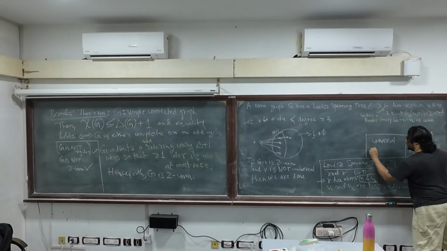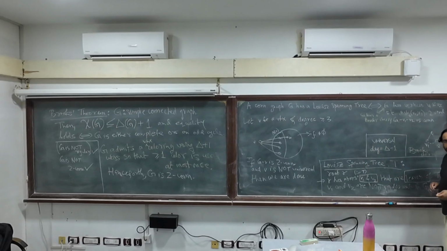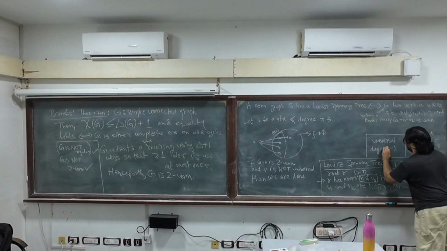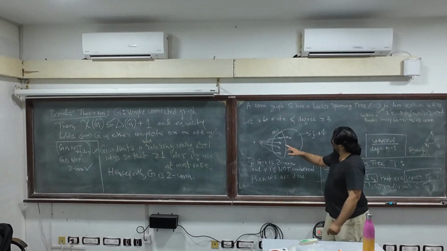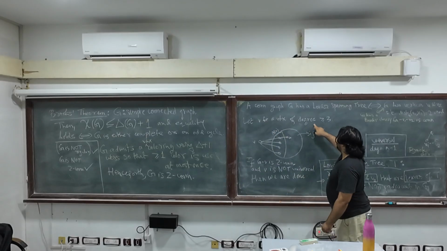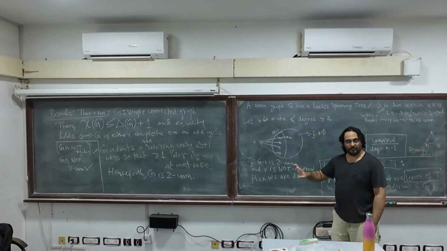Universal means that the degree of the vertex is n minus 1, because we are dealing with simple graphs. Not delta, n minus 1. A universal vertex is a vertex whose degree is n minus 1. It's joined to everybody else. So, if there is a vertex of degree at least 3 that is not universal and this graph is 2 connected, then we are done.